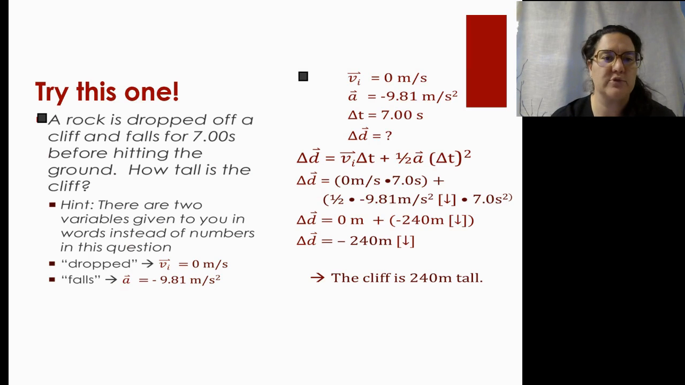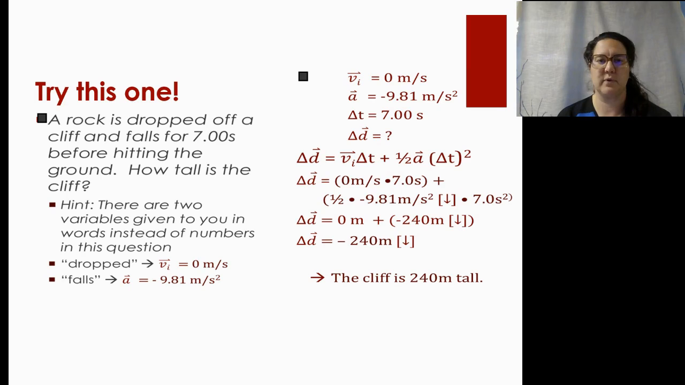Now, lastly, a rock is dropped off a cliff and falls for 7 seconds before hitting the ground. How tall is the cliff? Now it's dropped, so that means our initial velocity is 0 meters per second, and falling means our acceleration is gravity at negative 9.81 meters per second squared. So we're going to put this information in. 0 meters per second times 7 seconds, plus 1/2 times negative 9.81 meters per second squared, downwards, multiplied by 7 seconds squared, gives us a total displacement of negative 240 meters downward. So the cliff is 240 meters tall.